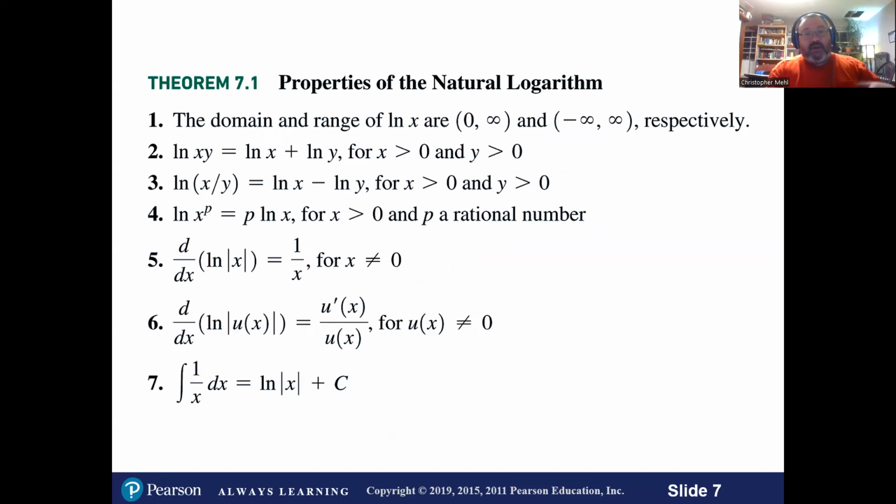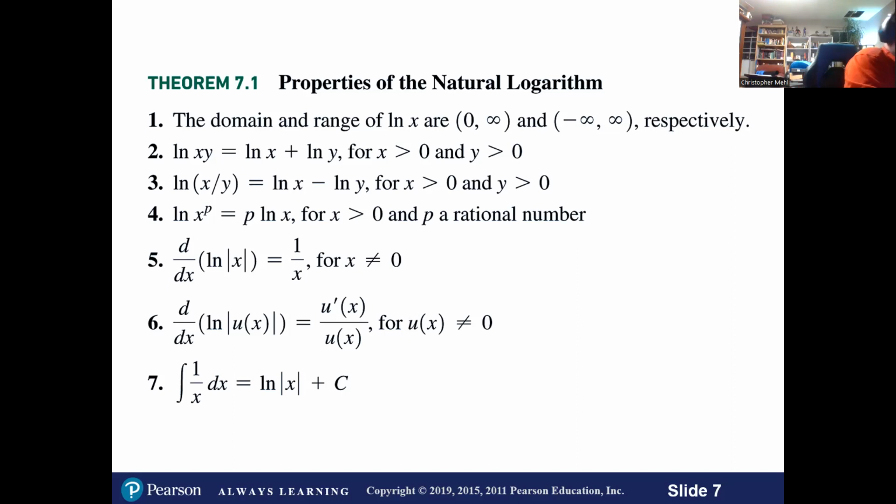And so let's roll all of these up into the properties of the natural log here. We have that the domain and range of the natural log of x are 0 to infinity for the domain, and all real numbers, negative infinity to positive infinity, for the range. The natural log of xy equals the, actually, you know what, we should do that as a proof real quick. I think we've kind of taken it for granted, so let's just go ahead and illustrate that as a quick proof.